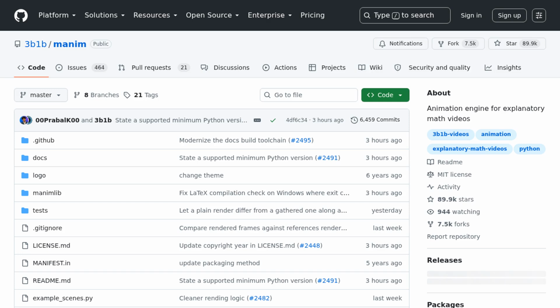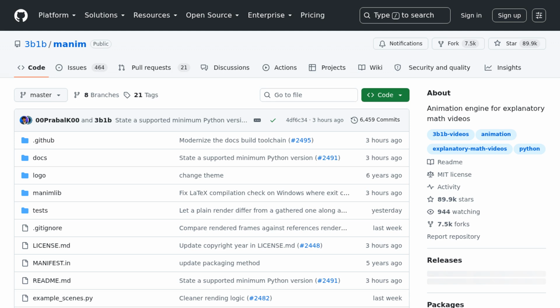How does a complex mathematical concept, like a Fourier series, go from an abstract equation to a captivating, intuitive animation? For millions of people, the answer is found in the visual language of the YouTube channel 3 Blue 1 Brown. The engine that drives those famous visuals is a project called manim, and it's where code becomes mathematical poetry. So, what exactly is manim?